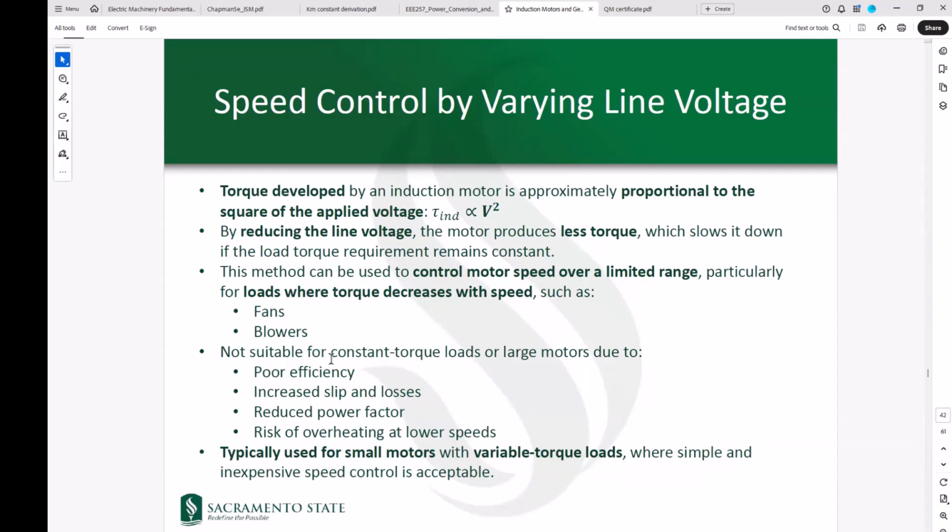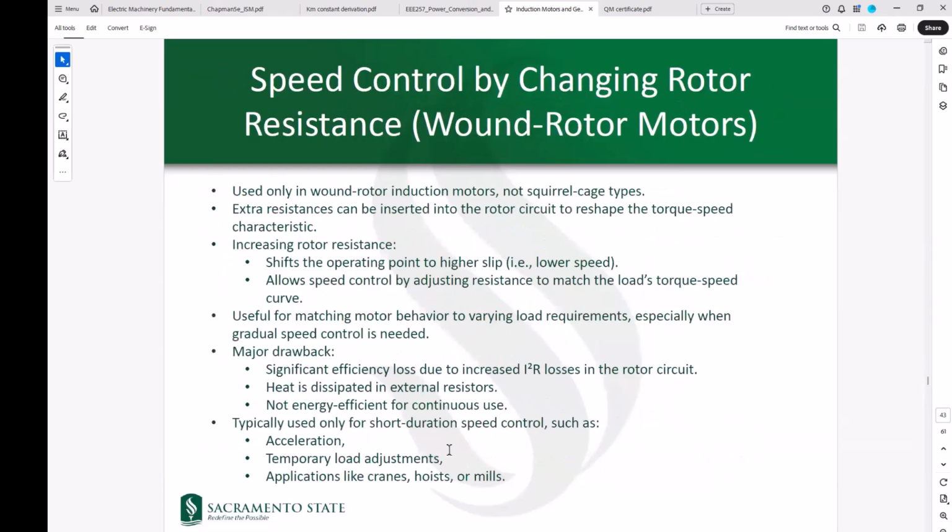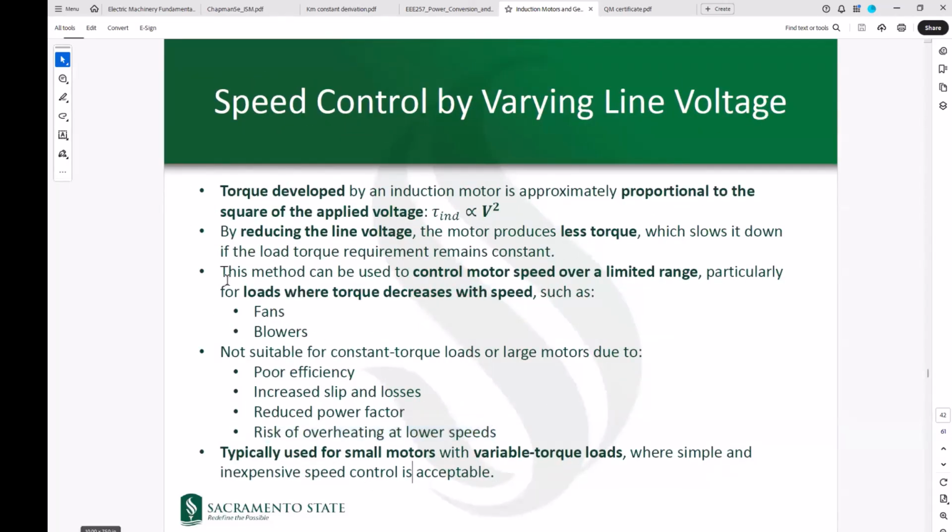Reducing the voltage is not suitable for constant torque loads or large motors due to poor efficiency, increased slip and losses, reduced power factor, and risk of overheating at lower speeds. So typically, speed control by varying the line voltage is used for small motors with variable torque loads, where simple and inexpensive speed control is acceptable. If you do not have VFDs in hand, then this approach can be used for small motors.